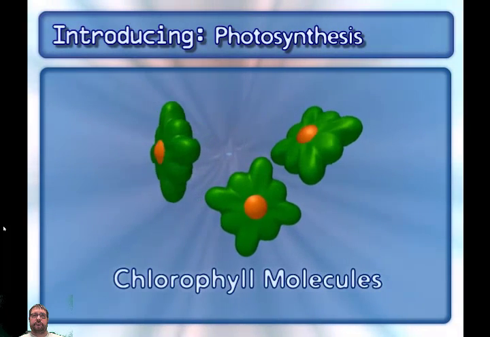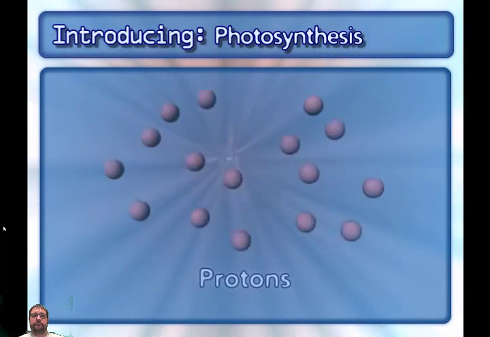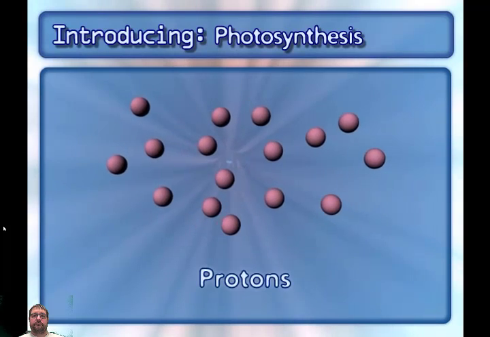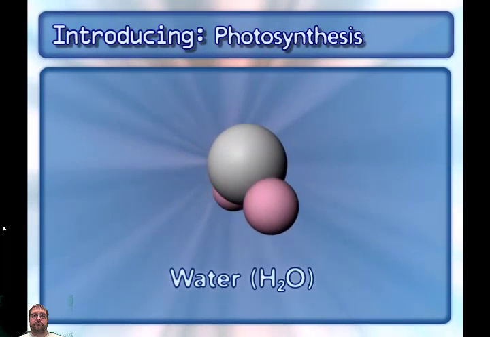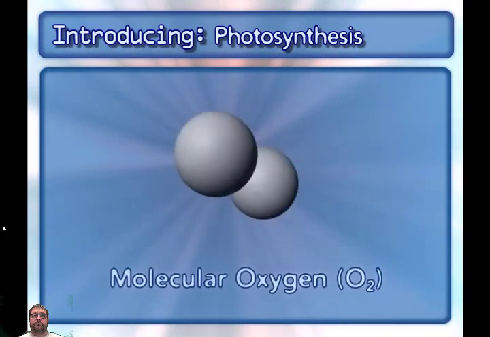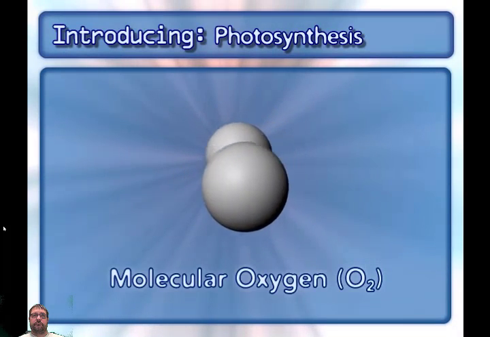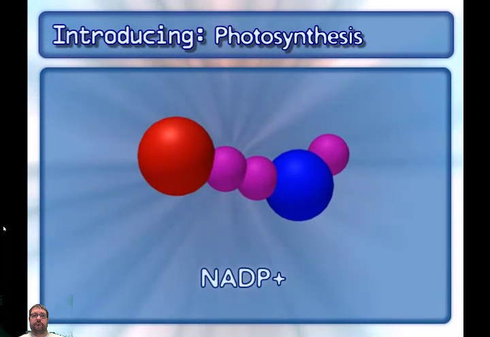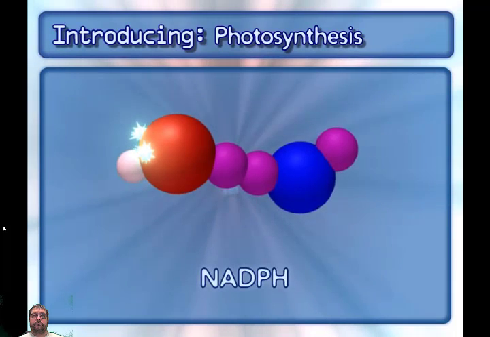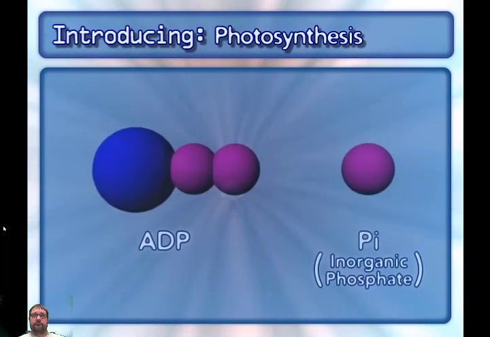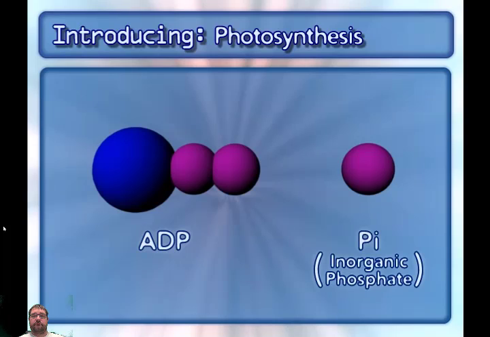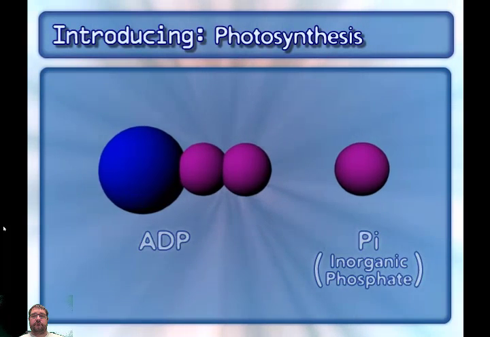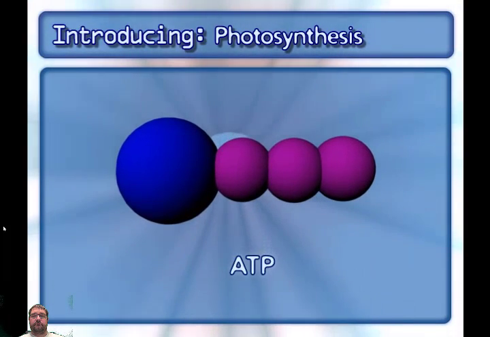chlorophyll molecules, protons, water, molecular oxygen, NADP and the electrons to form NADPH, and ADP and PI, which combine to form ATP.